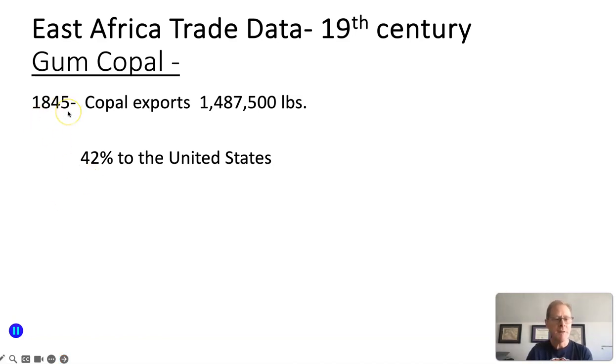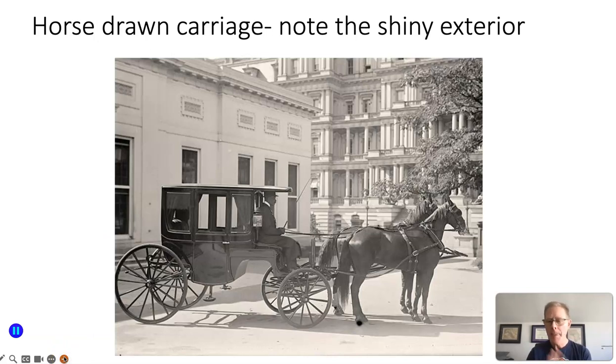By 1845, 1.5 million pounds will be exported in just 1 year. 42% of that is going to the United States, mostly in exchange for American cloth. Okay? Why gum copal? Well, as I said, Sunseri will give you more information, but the U.S. is also industrializing, and you have these middle and upper classes who want to display their wealth, as middle and upper class people do, right? Got to buy a Lamborghini or whatever.